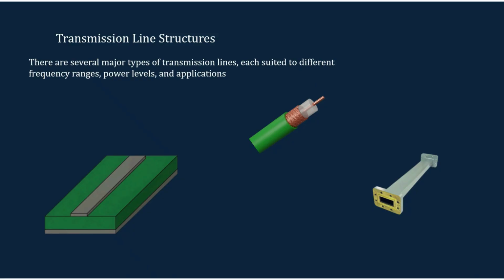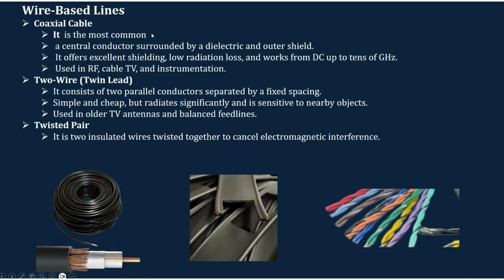So they are of different types. They are suited to different frequency ranges, power levels, and applications. So let's see what they are. The first type is wire-based lines, which consist of coaxial cable, two-wire lines, and twisted pairs.